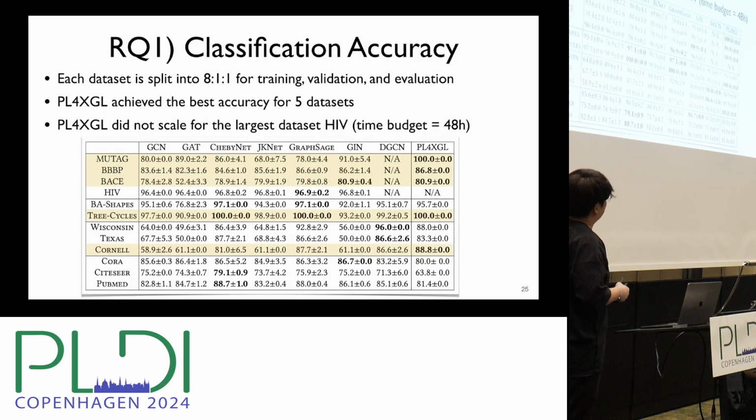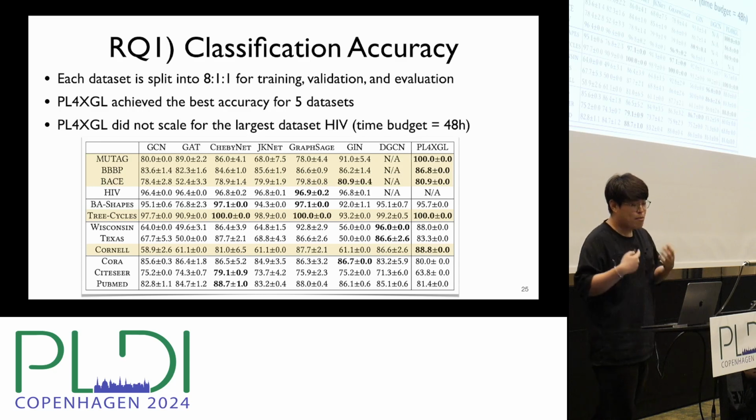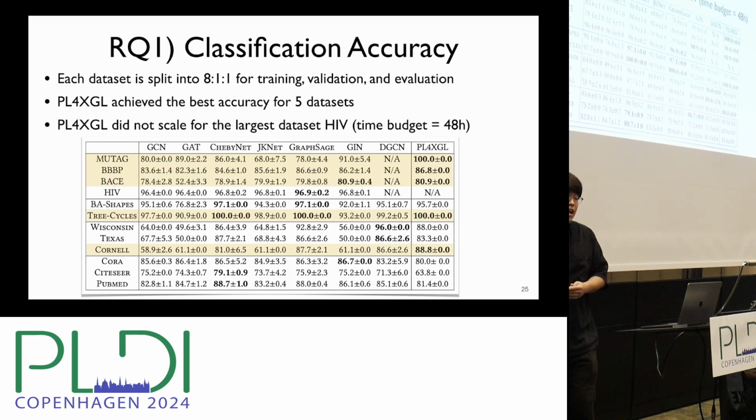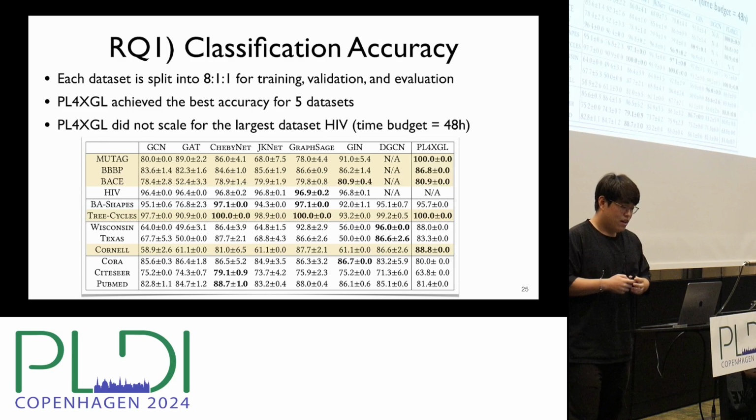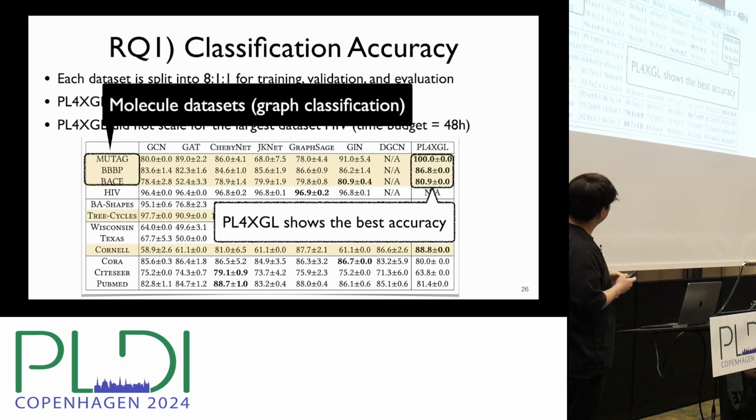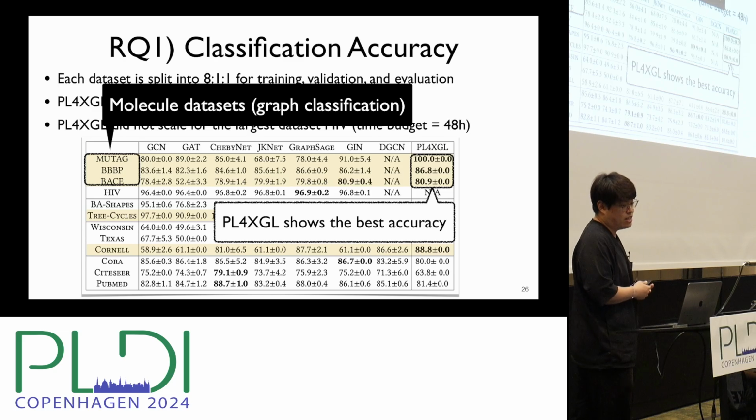And this table shows the overall accuracy of our method compared to the baseline graph neural networks for 12 different node and graph classification data sets. In our evaluation, our method achieved a comparable accuracy. For example, our method shows the best accuracy for these molecular data sets, which are about predicting chemical reactions.